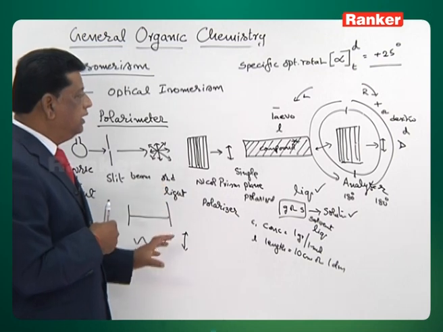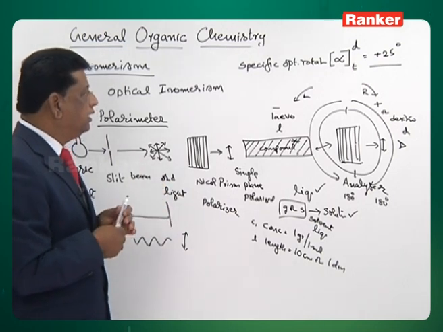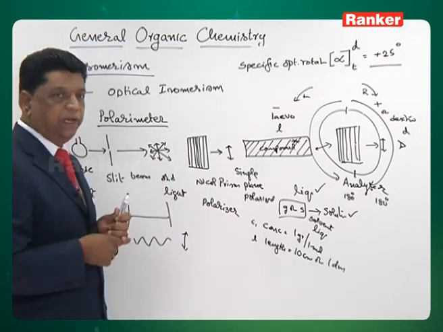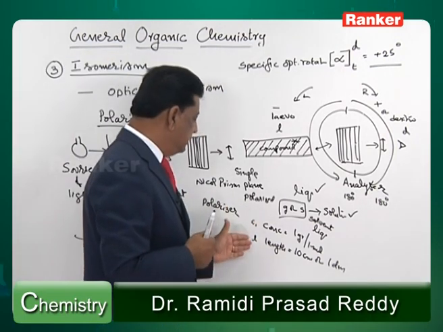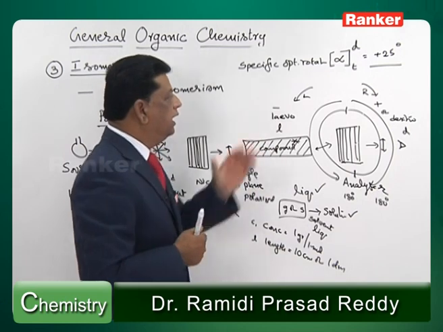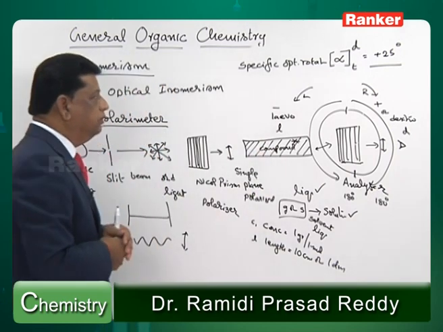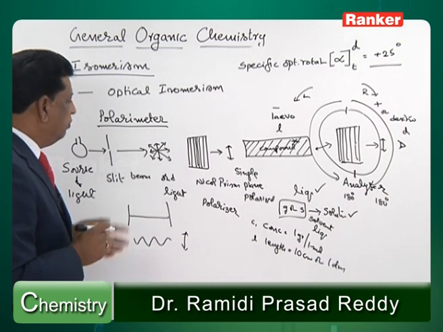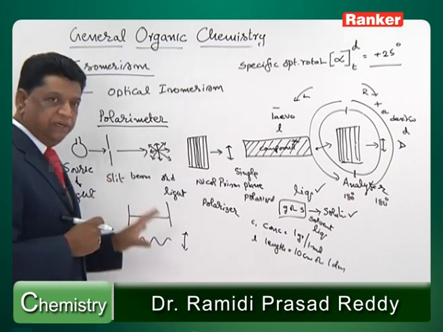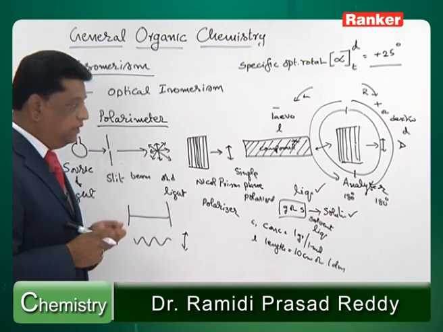So in order to get the standard value, we are converting this observed rotation into the specific rotation according to this concentration and the length terms, and normalizing it into the standard value, that is called specific optical rotation. So one lactic acid, if it has plus 25, the other one will have minus 25.